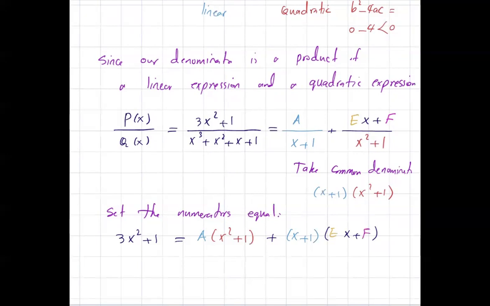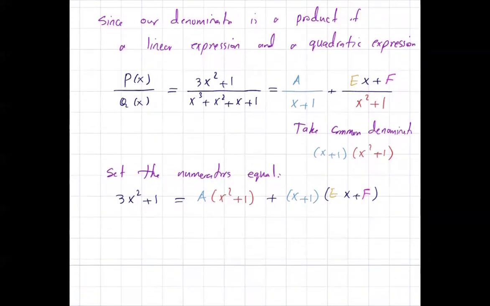Distribute these quantities and set the quadratic terms equal to each other, set the linear terms equal to each other, set the constants equal to each other to evaluate A, E, and F. So if you distribute A into parentheses, you get Ax squared plus A, plus, now if you distribute x into parentheses, then distribute 1 into parentheses, you get Ex squared, plus Fx, and if you distribute 1, you get plus Ex plus F.